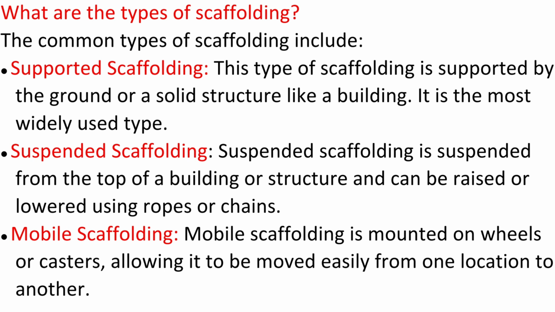What are the types of scaffolding? The common types of scaffolding include supported scaffolding. This type of scaffolding is supported by the ground or a solid structure like a building. It is the most widely used type. Suspended scaffolding is suspended from the top of a building or structure and can be raised or lowered using ropes or chains. Mobile scaffolding is mounted on wheels or casters, allowing it to be moved easily from one location to another.